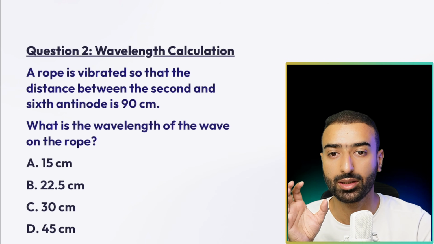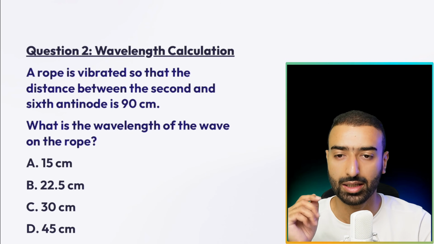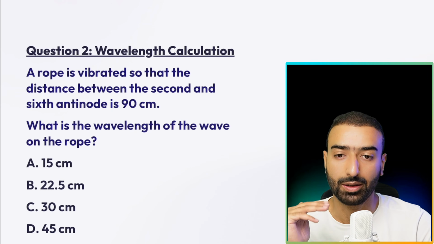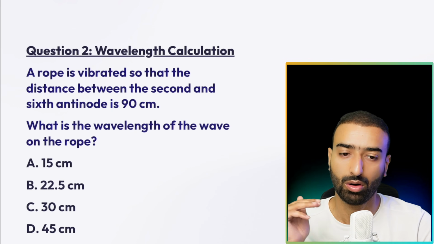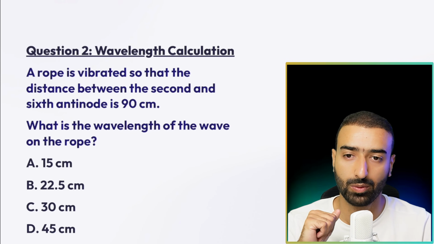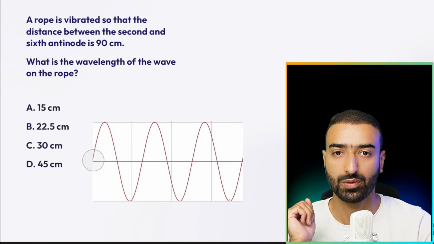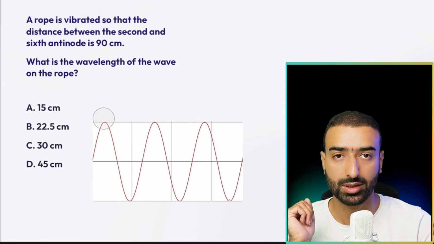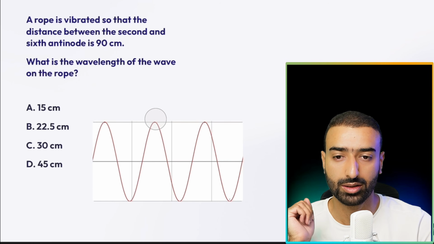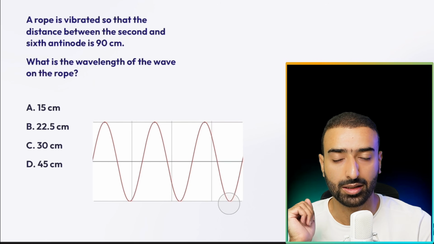A rope is vibrated so that the distance between the second and sixth antinode is 90 centimeter. What is the wavelength of the wave on the rope? Before we solve this question, let's sketch the wave. The sketch would look like this. This being its first node, the first antinode, the second antinode, third antinode, fourth antinode, fifth and sixth antinode.